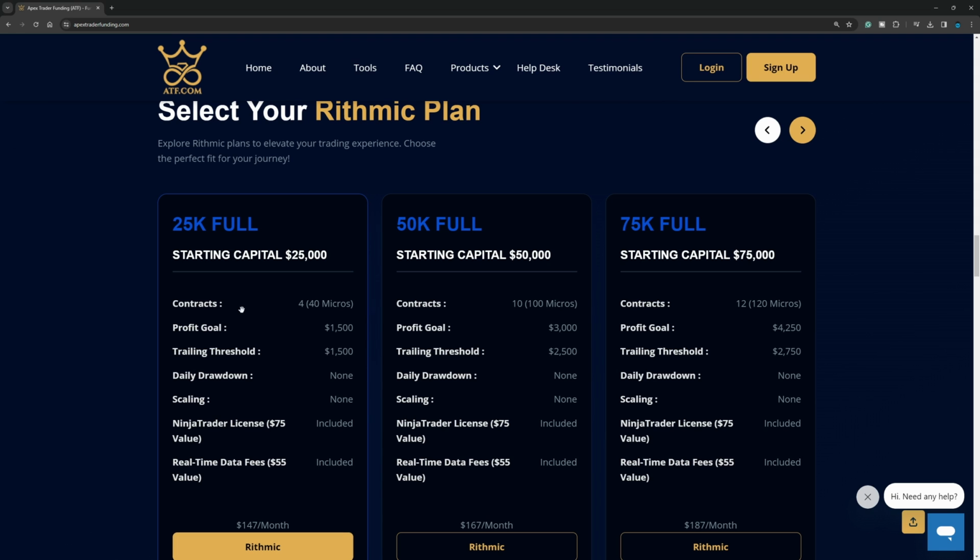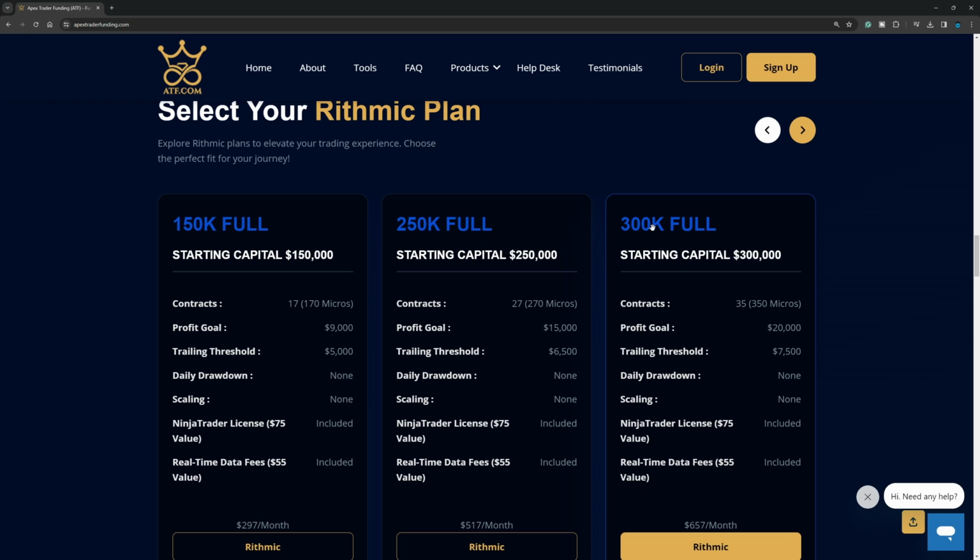But another thing we want to focus on is the profit goal, because in order to pass one of these evaluations, we must hit the profit goal. In this case, on the 25K account, we must make $1,500 of profit without busting, or without going below the $1,500 trailing drawdown. Now, in the 50K account, you can see the profit goal is $3,000, which is about $500 more than what the trailing threshold is. Now, when we go to the larger accounts, like say the $300,000 account, they only give you $7,500 of drawdown, but your profit objective is $20,000.